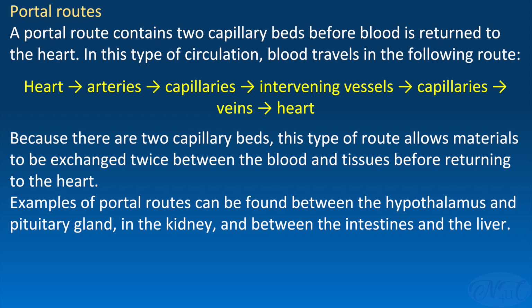Because there are two capillary beds, this type of route allows materials to be exchanged twice between the blood and tissues before returning to the heart. Examples of portal routes can be found between the hypothalamus and pituitary gland, in the kidney, and between the intestine and the liver.